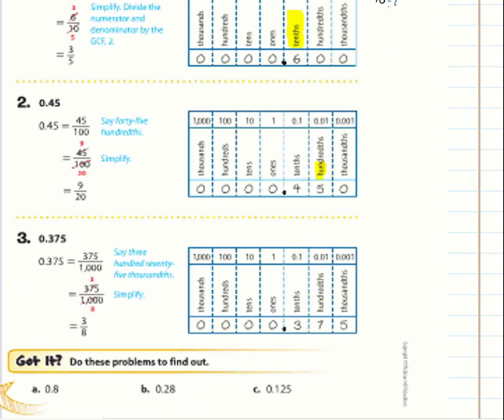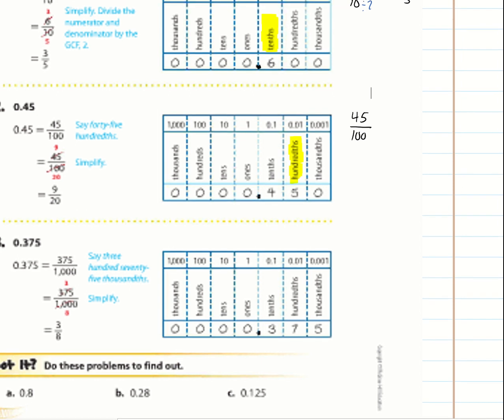So number 2, 45 hundredths. Our final decimal place is in the hundredths column here. So when we put this as a fraction, we're going to have 45 as our numerator, 100 as our denominator, because of the hundredths. And like before, we know this can simplify or reduce. The greatest common factor is going to be 5. They can both go into 45 and 100. So it's going to be 45 divided by 5 equals 9 over 20.